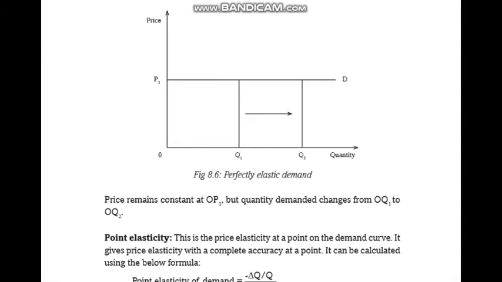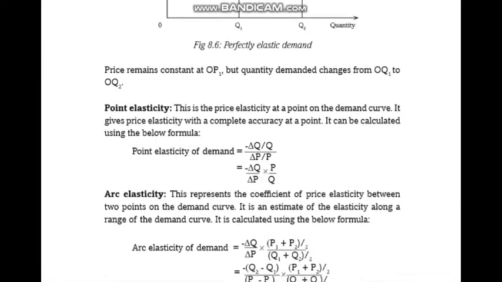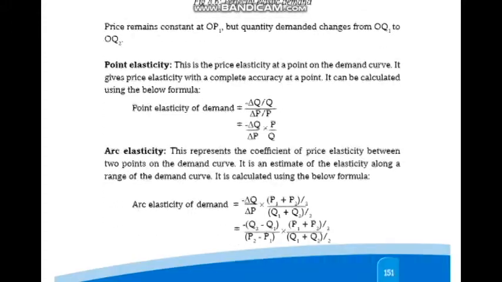So that's why quantity demanded is infinite. Perfectly elastic demand is illustrated on this graph as you are looking. Price remains constant at OP1, but quantity demanded changes from OQ1 to OQ2.